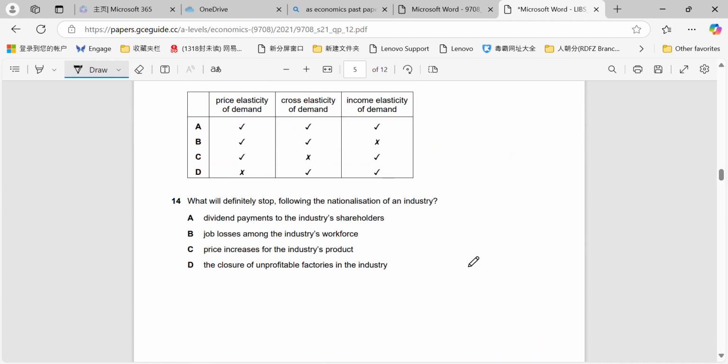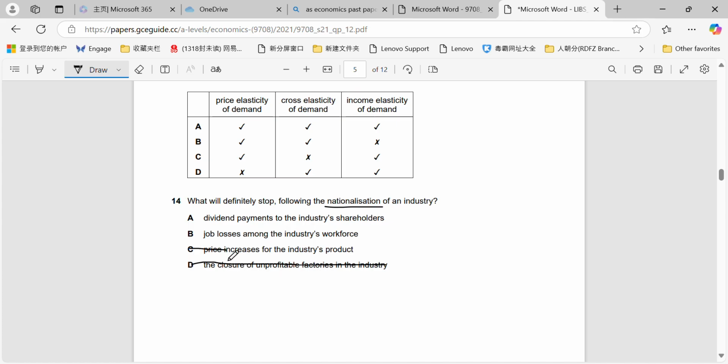Okay, question 14. What will definitely stop following the nationalisation of an industry? Closure of unprofitable factories will not definitely stop. Remember, nationalisation is where the government are now controlling it. They may keep unprofitable factories going because they want to keep employment levels.